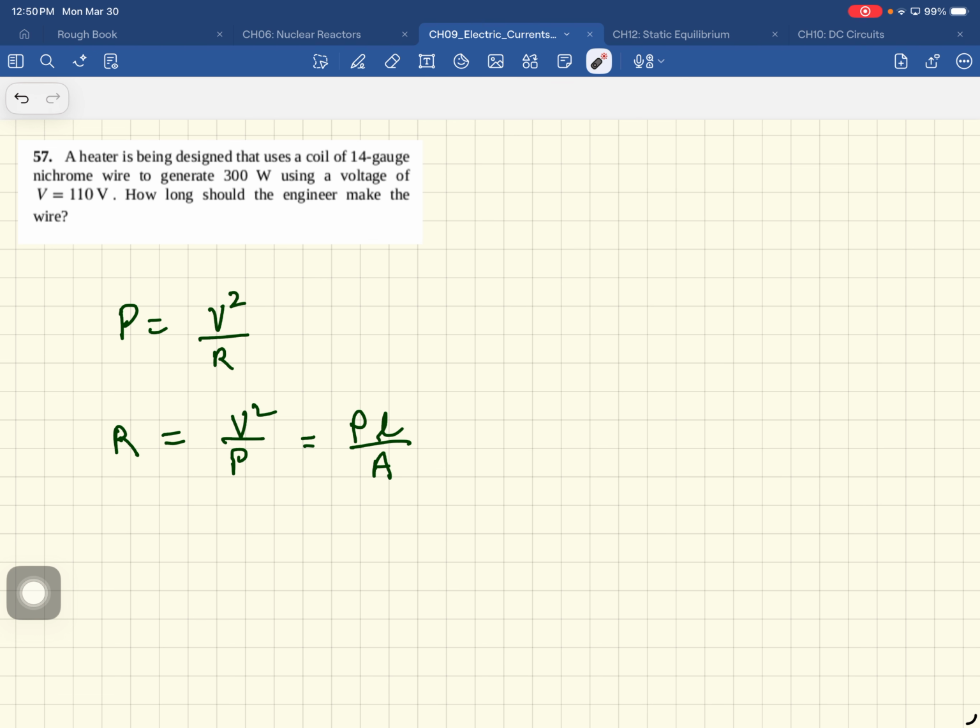So what you want to know is how long the engineer should make the wire. You have the area because you know the gauge of the wire. You know the resistivity because you know the material of the wire. So L is equal to V square over power, times area over rho. So that's how long the wire needs to be.